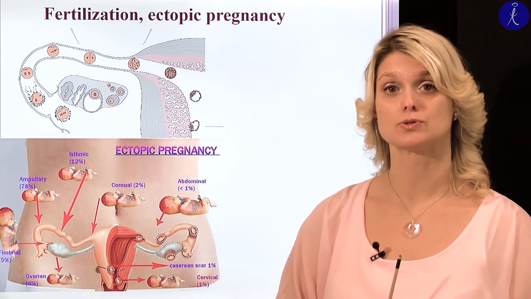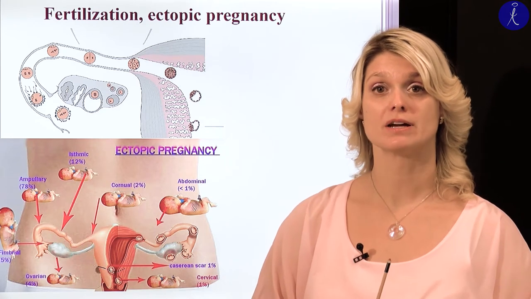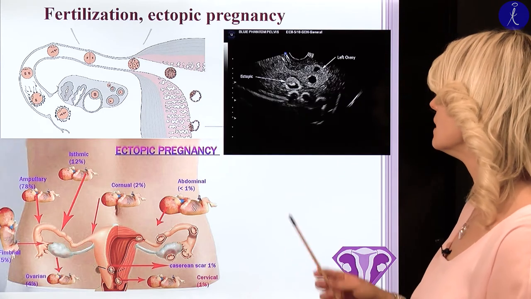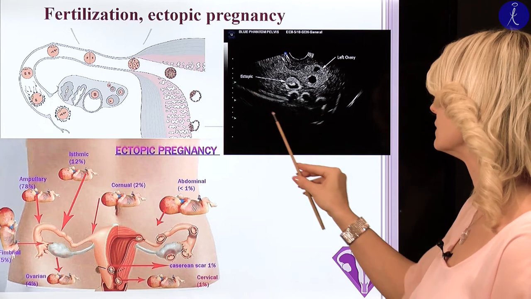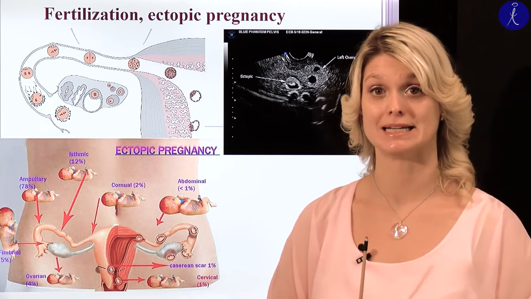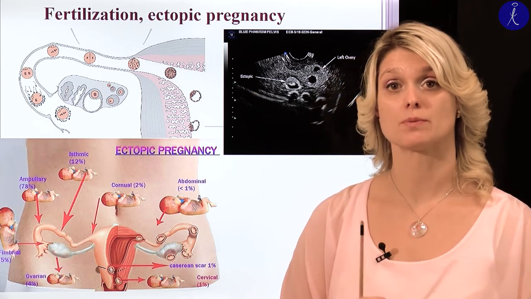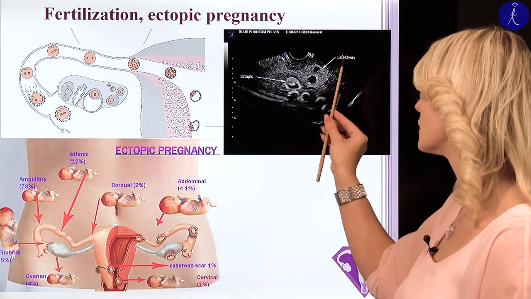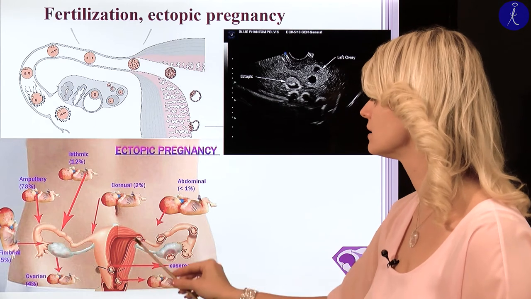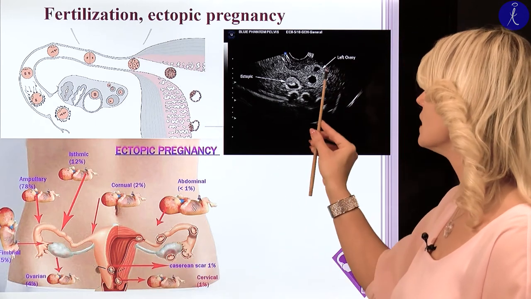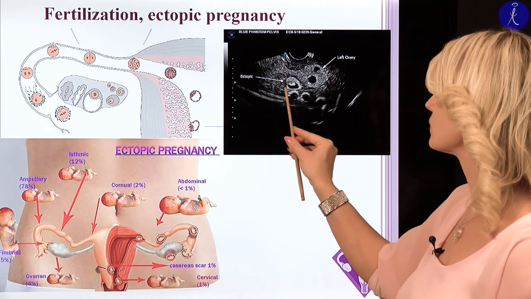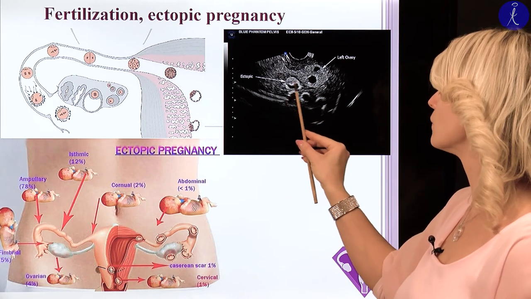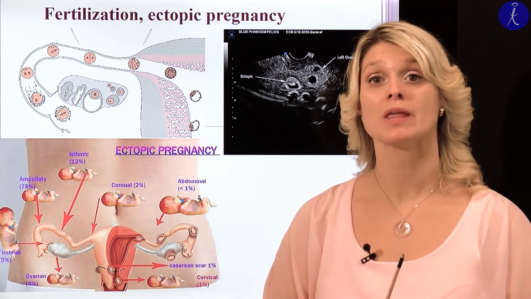Why is it important to know? Because this is a very, very severe clinical problem. We can check it with ultrasound examination. Where is the position of the implantation? And if it is not within the wall of the uterus, and it is located, for example, here you can see in this picture, close to the ovary within the fallopian tube.